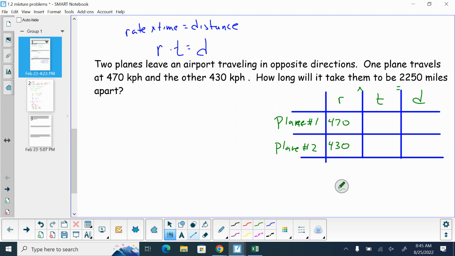I don't know my time. That's what I'm asking for here. How long will it take? So I'm looking for a time. What you have is two planes that take off from an airport, one traveling in one direction, one traveling in a second direction.